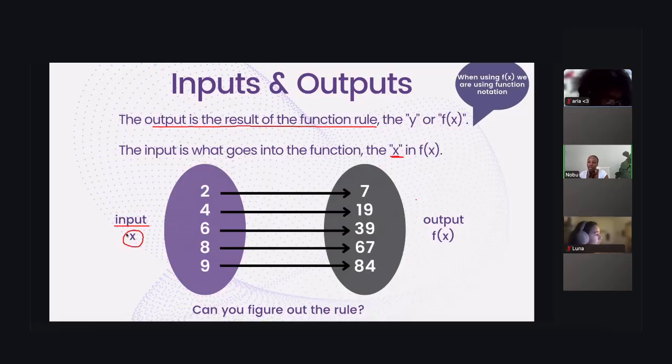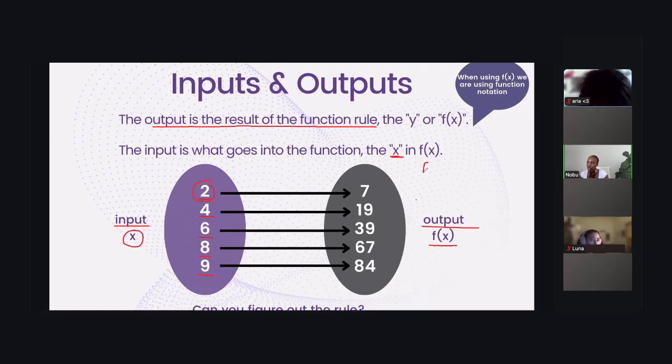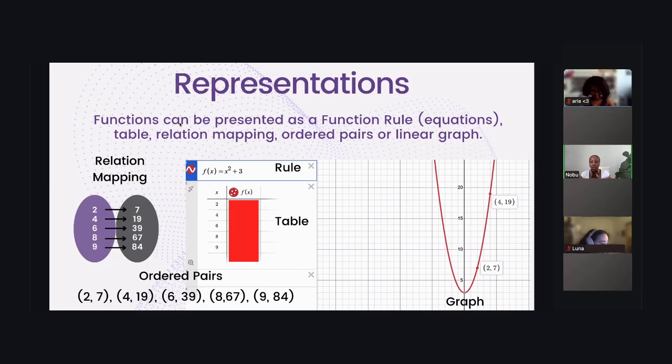All our inputs, think of them as being x, okay? So on this side, the value of x is 2, the value of x is 4, the value of x is 6, and then on the other side, where we have our output values, we refer to these as f of x. How would we write the rule? It would be f of 2. It can be shown in a table, in a relating map, in ordered pairs, or even as a graph.